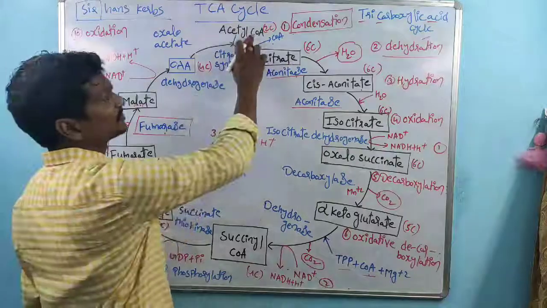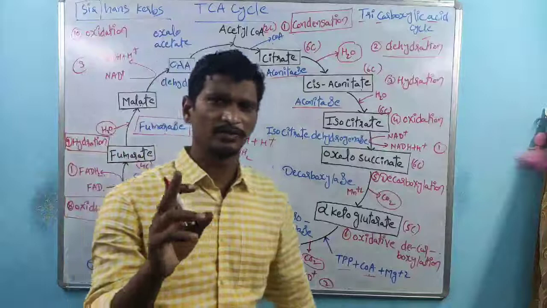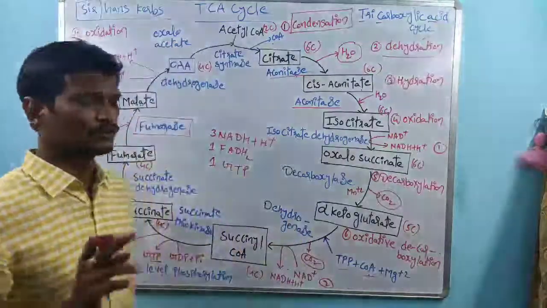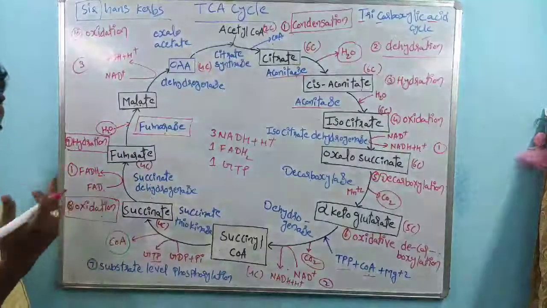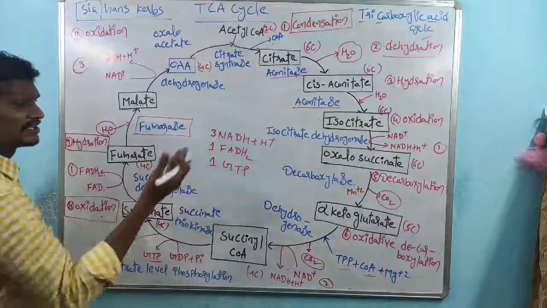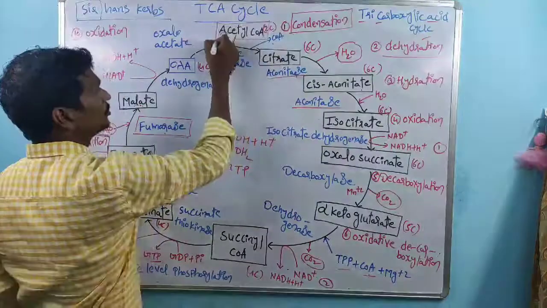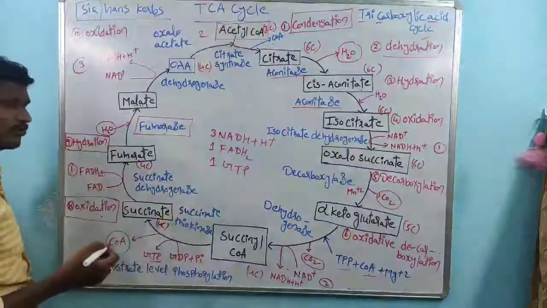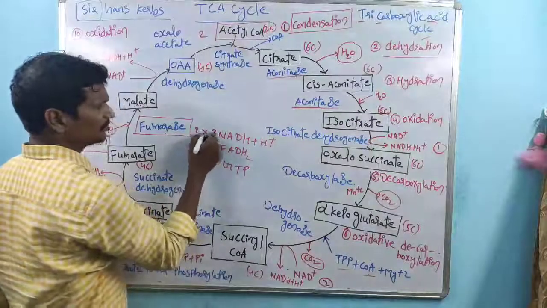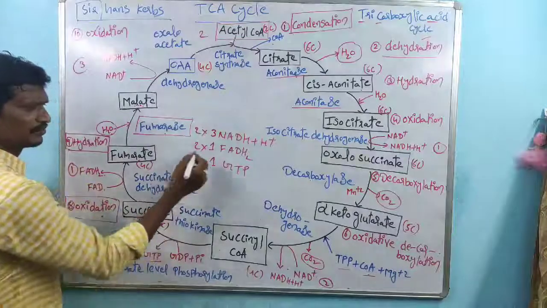Remember how many acetyl CoAs are produced. At the end of glycolysis, 2 pyruvate molecules are produced. The 2 pyruvates are converted into 2 acetyl CoAs. The 2 acetyl CoAs are involved in 2 TCA cycles. This is one TCA cycle, and another TCA cycle also takes place, because from one glucose molecule, 2 acetyl CoAs are produced. So here 2 into 3, 2 into 2, 2 into 1, 2 into 1.